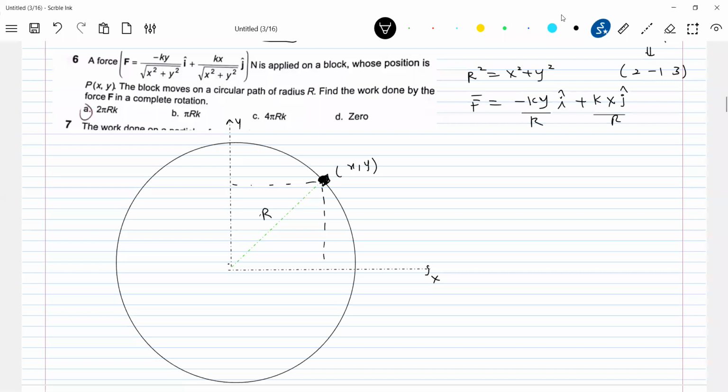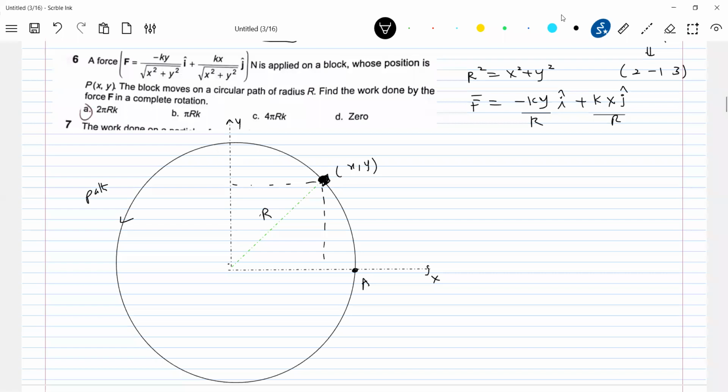And the block moves on a circular path of radius r. So the block is here. We'll take this as the initial point. It will go around this one. This is the path. So look at that force here. Put x equal to 0, and y equal to r. So we'll be at point A, no? At point A, how will the force be acting?